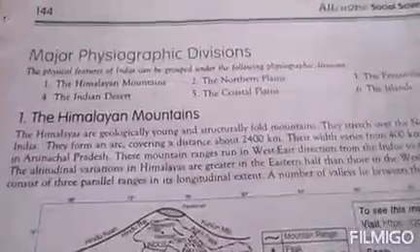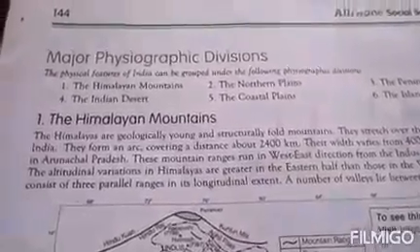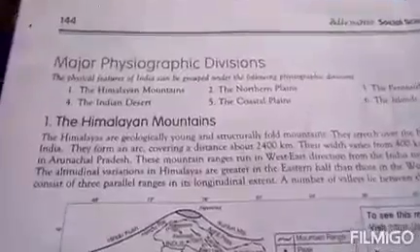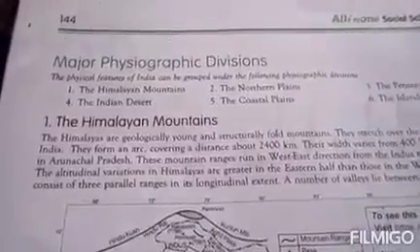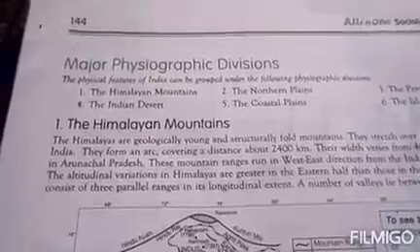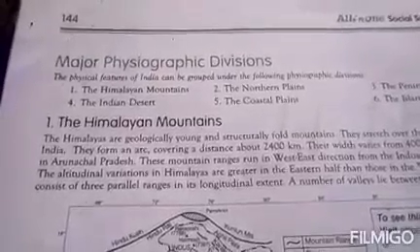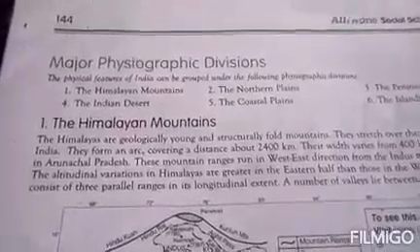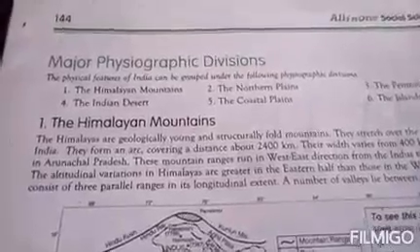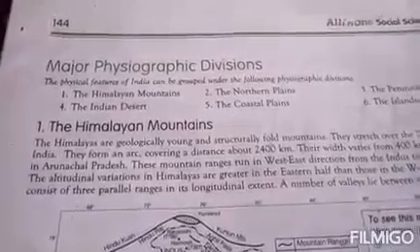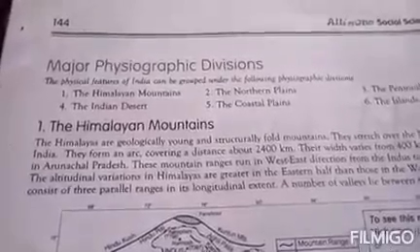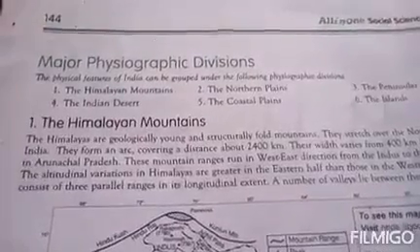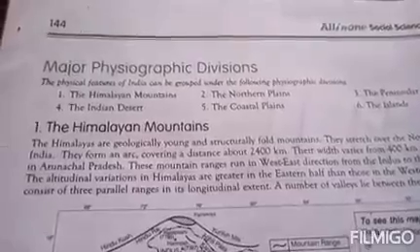We have already discussed why there are different physical features in India and how they are formed, in part 1 of this video. Now we are moving on to the second part of this video that deals with major physiographic divisions. There are so many physiographic divisions in our country. Number 1 is the Himalayan mountains, number 2 is the northern plains, number 3 is the peninsular plateau, number 4 is the Indian desert, number 5 is the coastal plains, and number 6 is the islands.